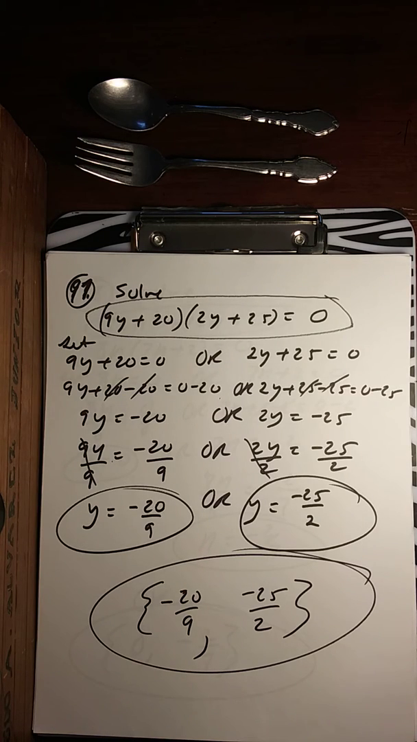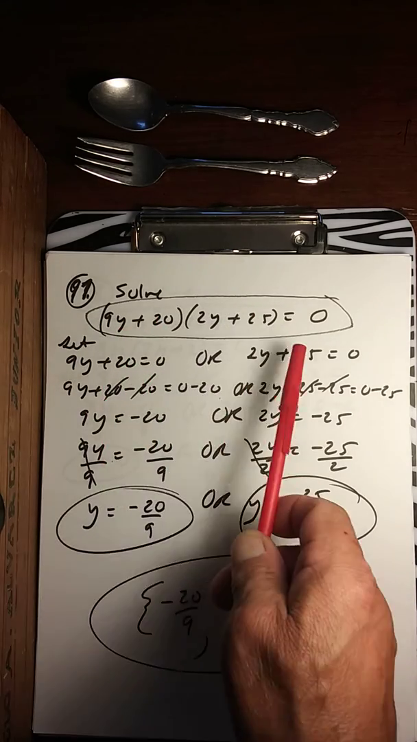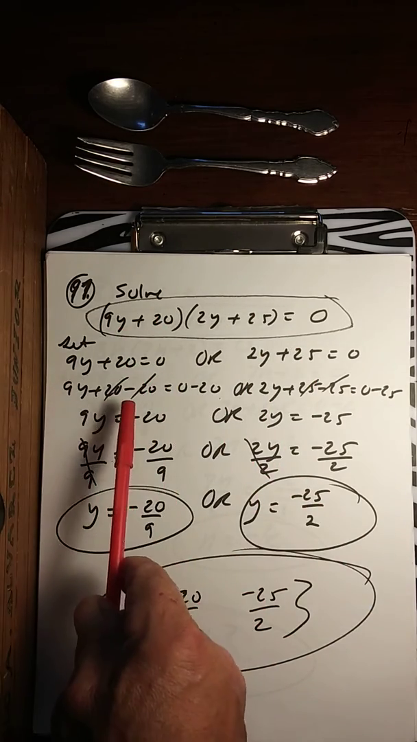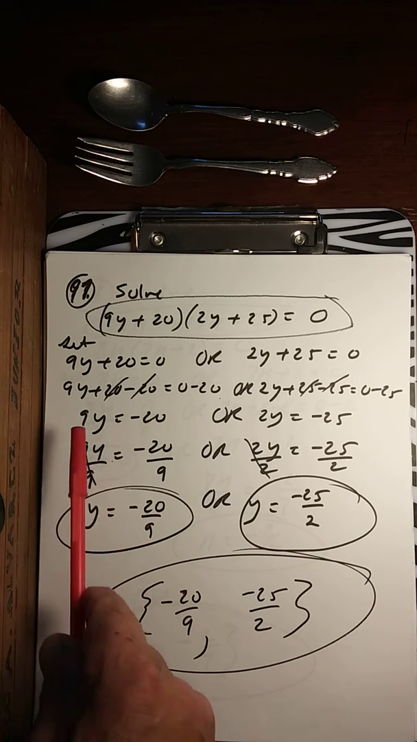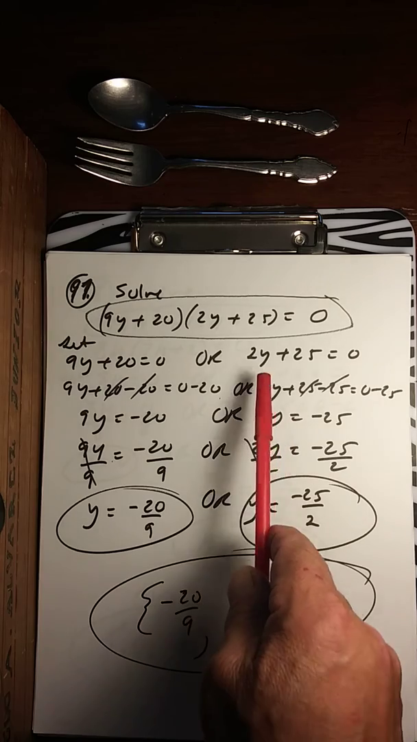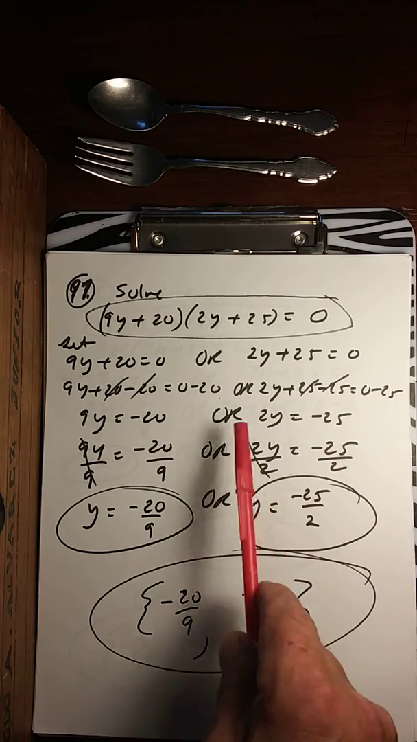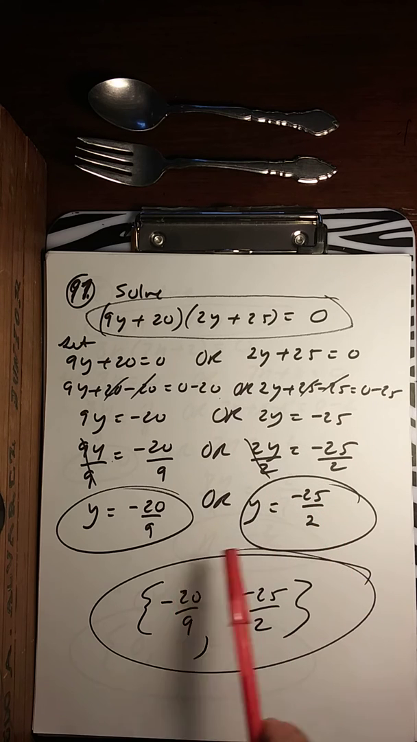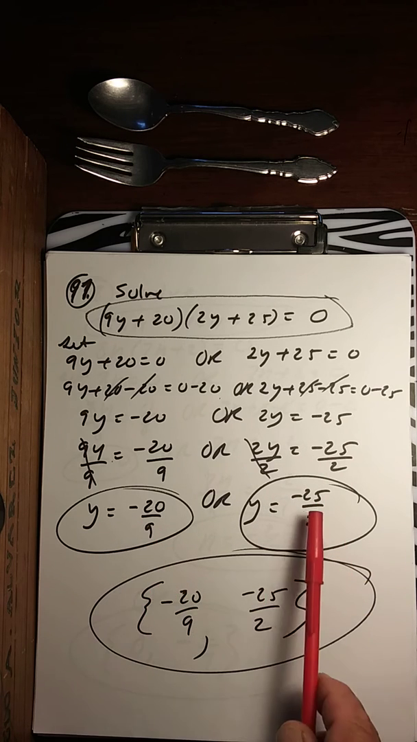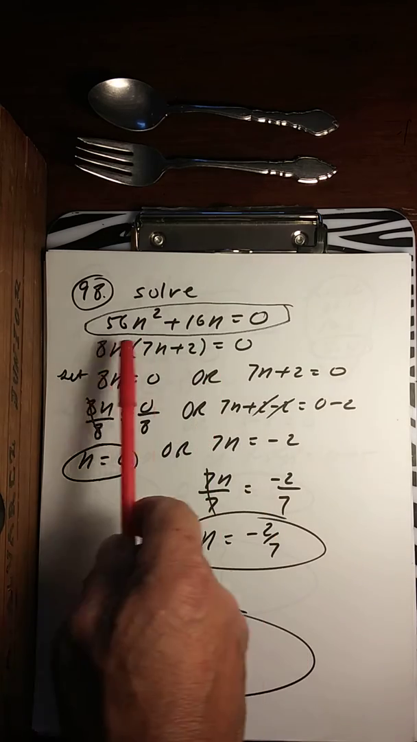This one. Solve it. So it means set that one equal to 0 and that one equal to 0. So this one, minus 20 minus 20, so 9y equals negative 20, divide by 9, so y equals negative 20 over 9. This one, minus 25 minus 25, so 2y equals that. Divide by 2, so y equals negative 25 over 2. So we have negative 20 over 9 and negative 25 over 2. Two answers.